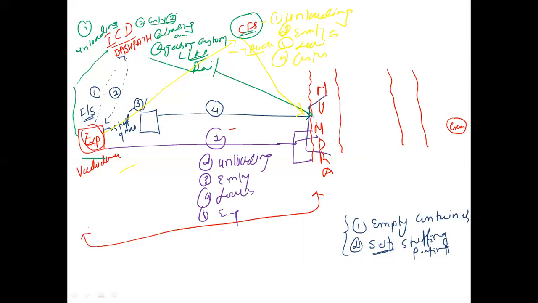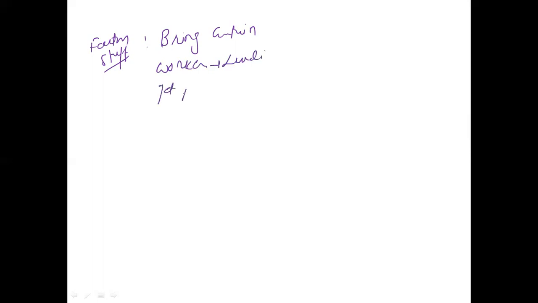Now, in a nutshell, what I'm trying to say is, if you use factory stuffing, that means you will bring the empty containers first. Your own workers will load the goods, and you get the permission from customs. This is what this step is.